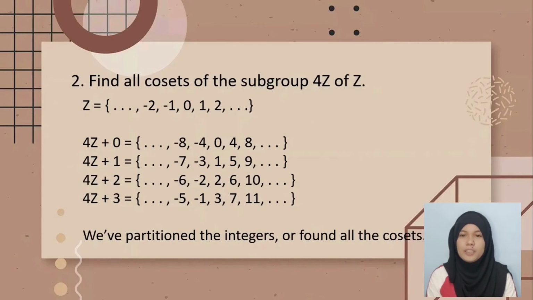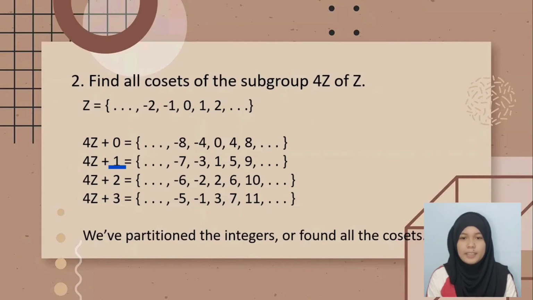Next problem: find all the cosets of the subgroup 4Z of Z. 4Z is the multiples of 4 of the integers. The integers there is the Z. These integers are multiplied by 4. The integers consist of all negative and positive numbers including 0. So, if we add 0, we will get these elements: 4 multiplied by the elements of the integers Z. So, 4 times negative 2 is equal to negative 8, plus 0 is negative 8. 4 times negative 1 is negative 4, plus 0 is negative 4, and so on.